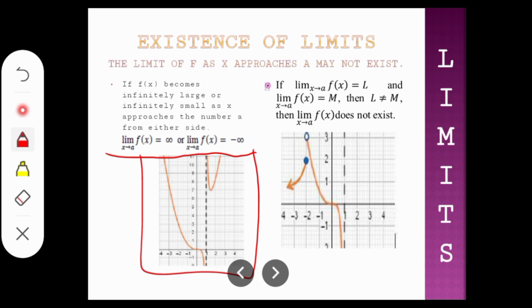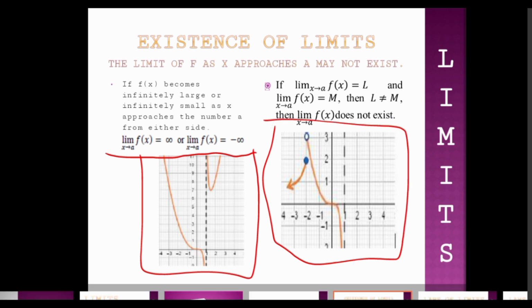Another one: if the limit of f of x as x approaches a is equal to L, and the limit of f of x as x approaches a is equal to M, then L is not equal to M. Then the limit of f of x as x approaches a does not exist, and this is the graph.